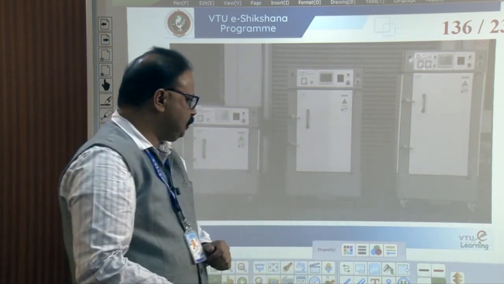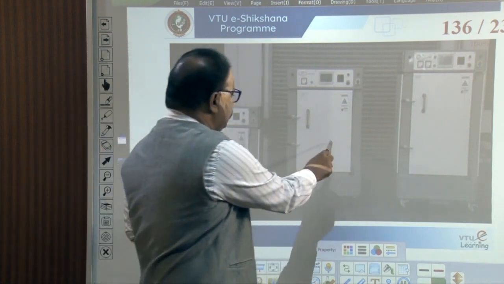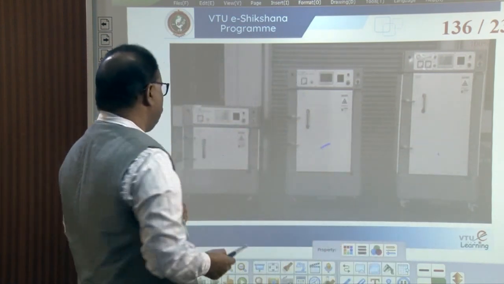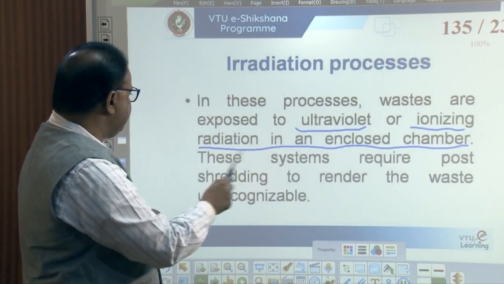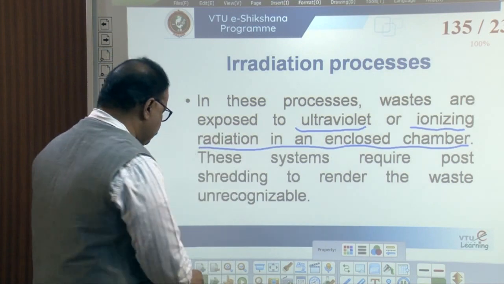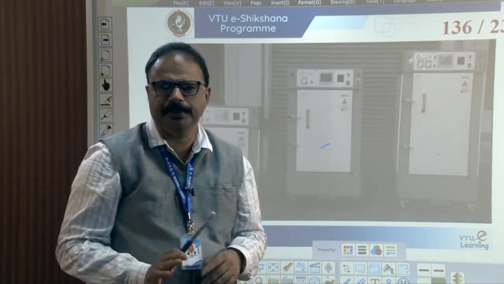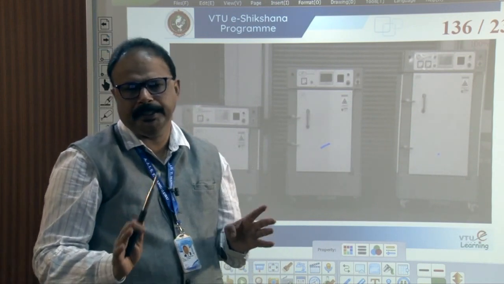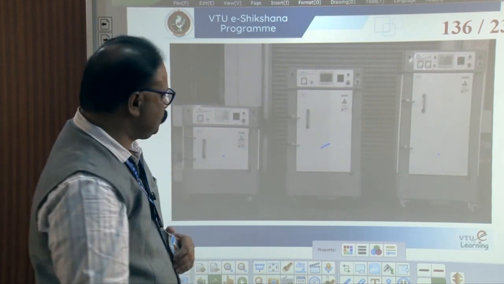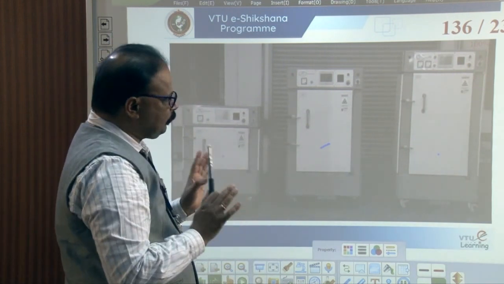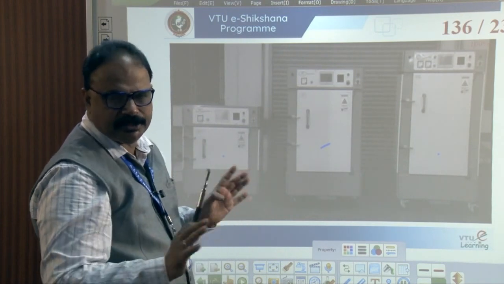These are the three chambers. In this we are using ultraviolet or ionizing radiation in an enclosed chamber. This is the chamber. This is the irradiation process. In these enclosed chambers, ultraviolet radiation or the ionizing system is applied to the waste.